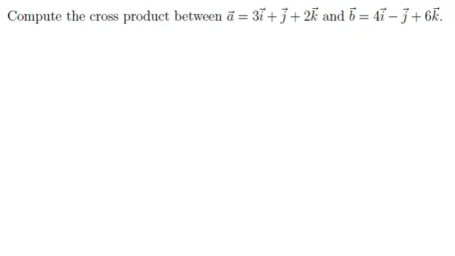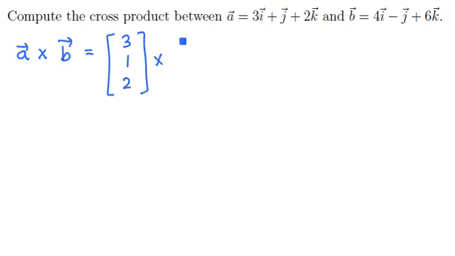Compute the cross product between the vector a equals 3i plus j plus 2k and the vector b equals 4i minus j plus 6k. So we want to work out a cross b, or in component form, the vector 3, 1, 2 crossed with the vector 4, minus 1, 6. And the method that we will use is the 3 by 3 determinant method.